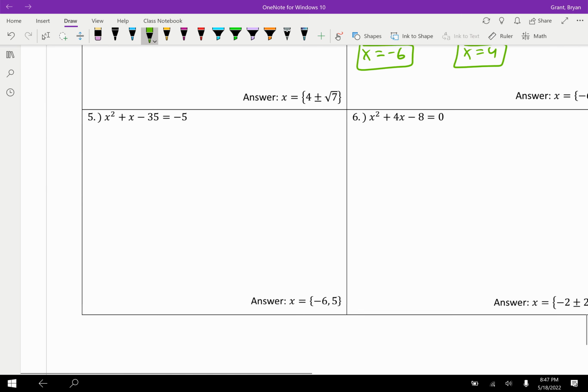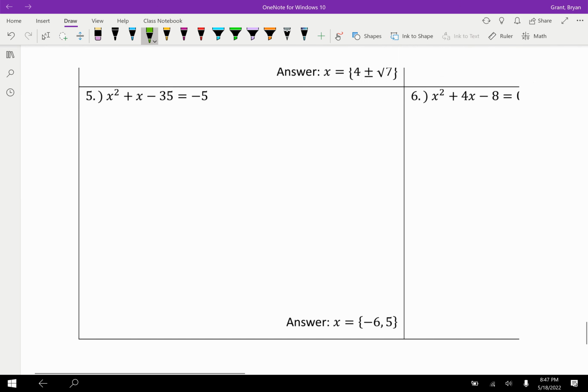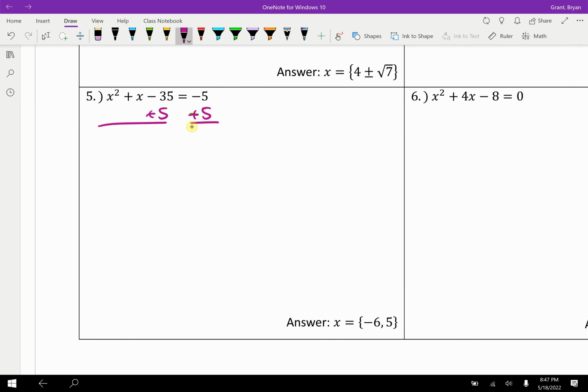Okay. One of these box methods to go. Also not equal to 0. How dare they? Let's add 5 to each side first. X squared plus 1x, and then minus 30 equals 0. Factored form time.